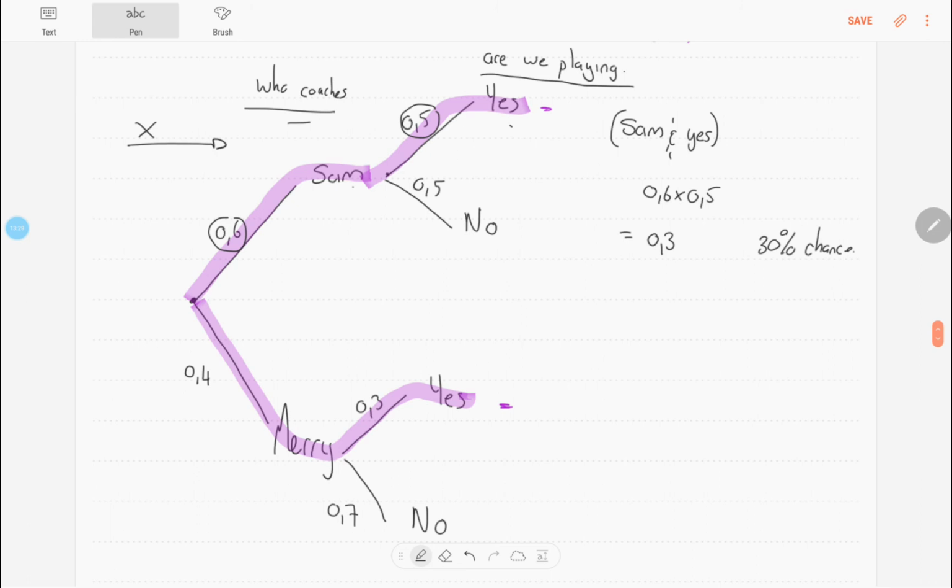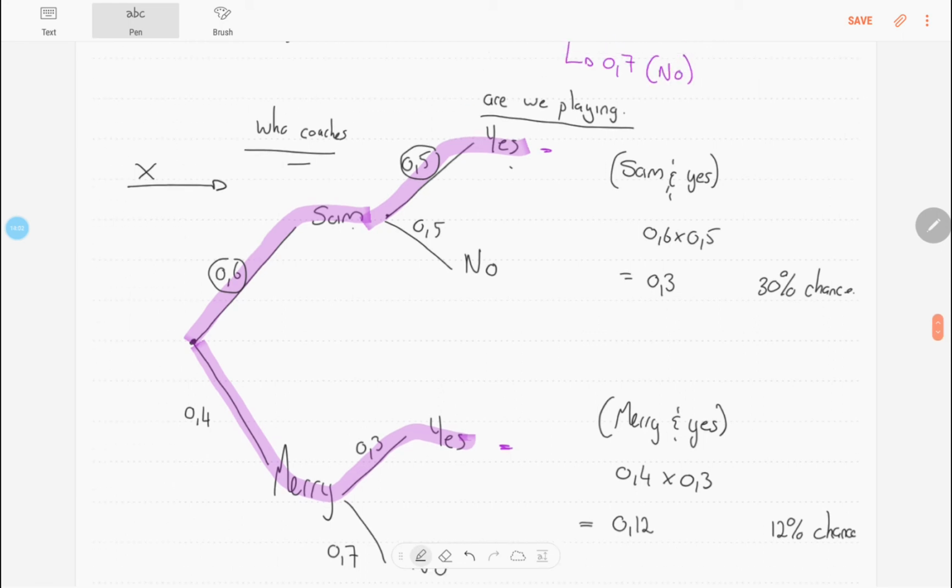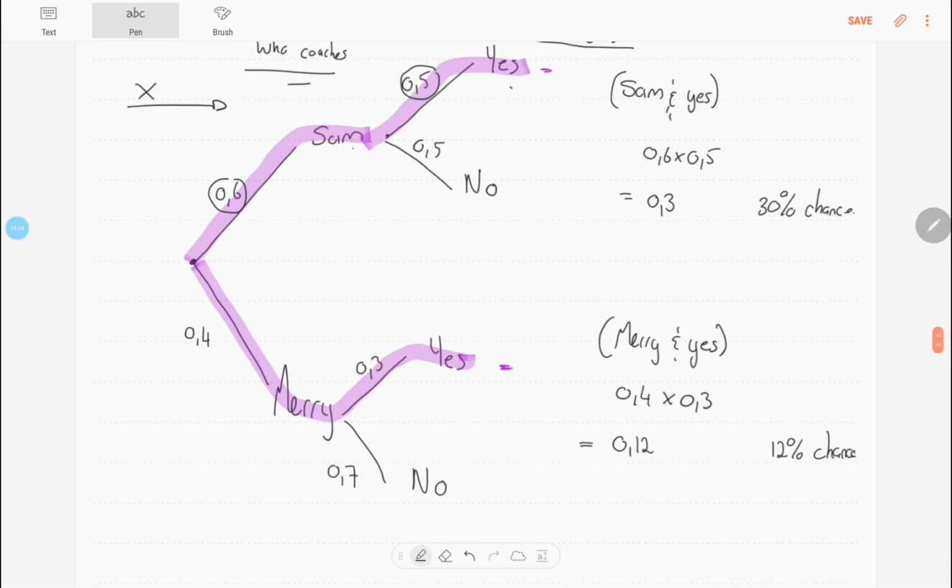The other one is if Mary's coaching. So if Mary is coaching and he says yes, we're going to play. Mary coaches 0.4 and he says yes to us 0.3. So we have 0.4 times 0.3, which gives us a 0.12 probability, which is a 12% chance. I just times that by 100 to get my chance. So that's the individual outcomes of if Sam coaches and if Mary coaches.